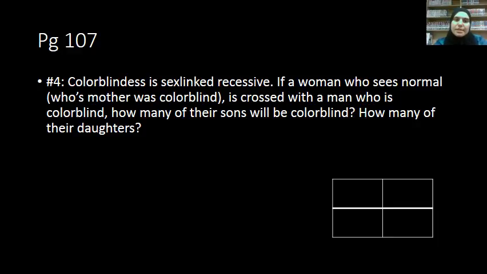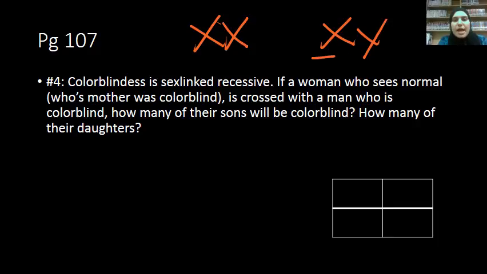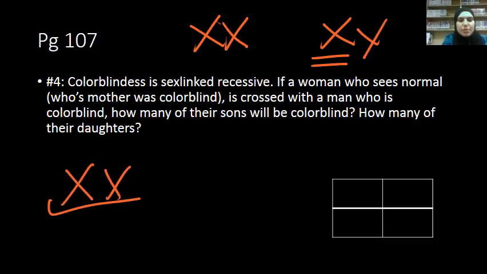Number 4, colorblindness is a sex-linked recessive trait. If a woman who sees normal, so meaning her mother was colorblind, is crossed with a man who is colorblind, how many of their sons will be colorblind? So when we talk about sex-linked, remember, if you are XX, you are female. If you are XY, you are male. And then on the X is where you put all of your traits. We do not put anything on the Y ever. So right here, I've got XX, that will be the mother. I've got XY, that will be the father.